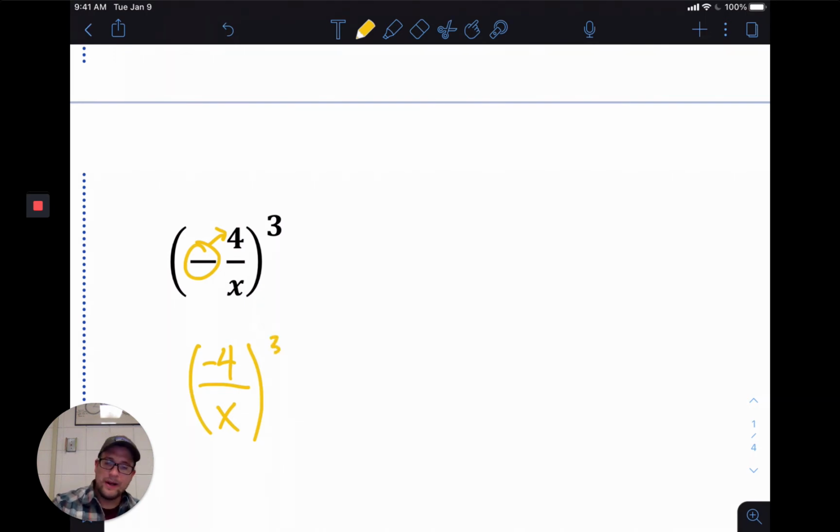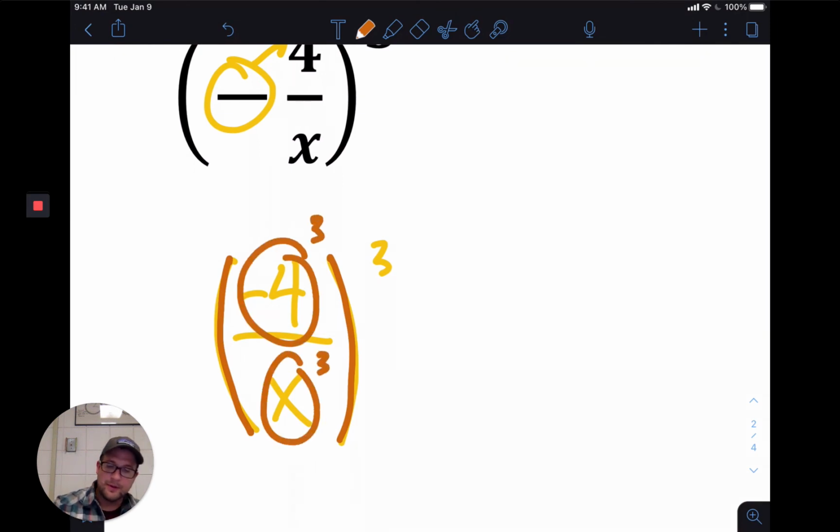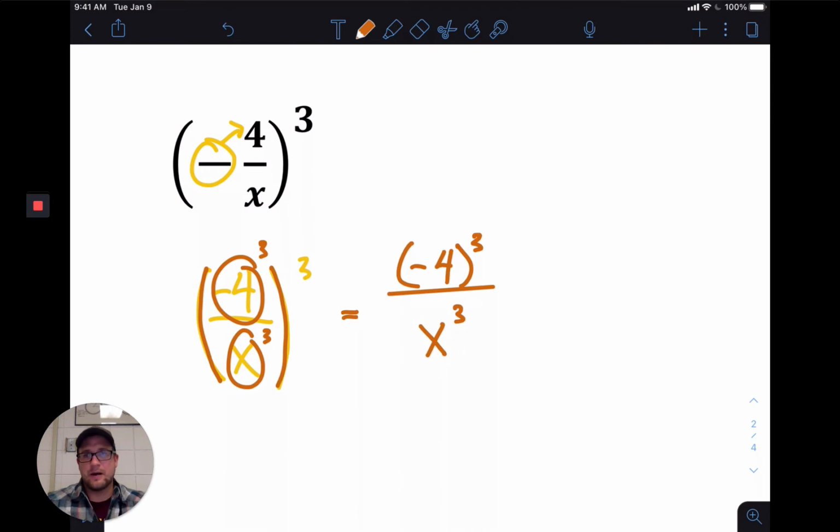Now, when I come over here, we know that our exponent rules tell us that when we have parentheses, you got to take whatever's on the top and raise it to the third power, and take whatever's on the bottom and raise it to that third power. So, in this particular situation, we'll have negative 4 raised to the third power, and on the bottom, I'm going to have x raised to the third power.